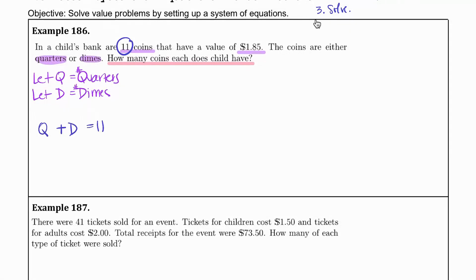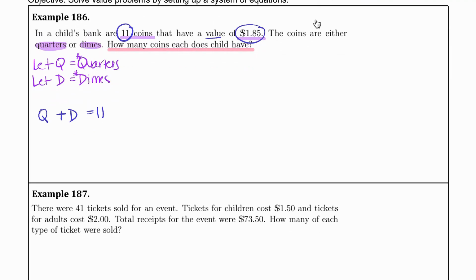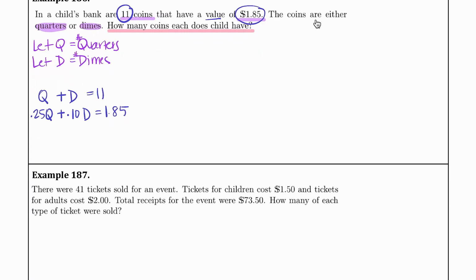Okay, our second equation, it says it has a value of $1.85. So we're going to write an equation using the value of each coin. So think about the value of a quarter. A quarter is worth 25 cents. So 0.25 times however many quarters we have, plus the value of a dime is 10 cents, plus 0.10 times however many dimes we have. We know that our total value is going to be $1.85.